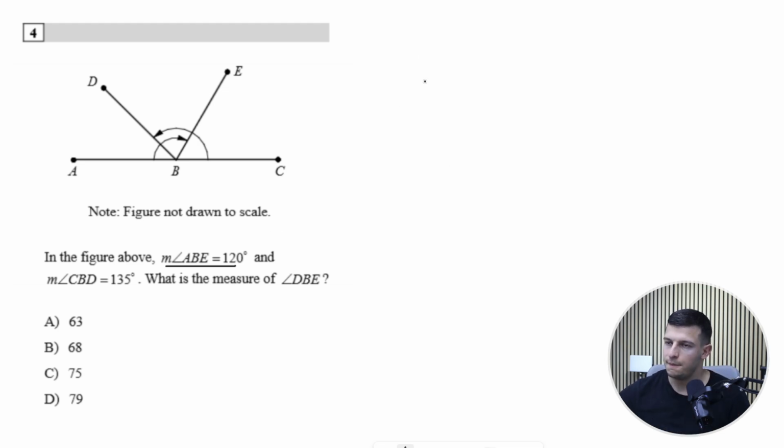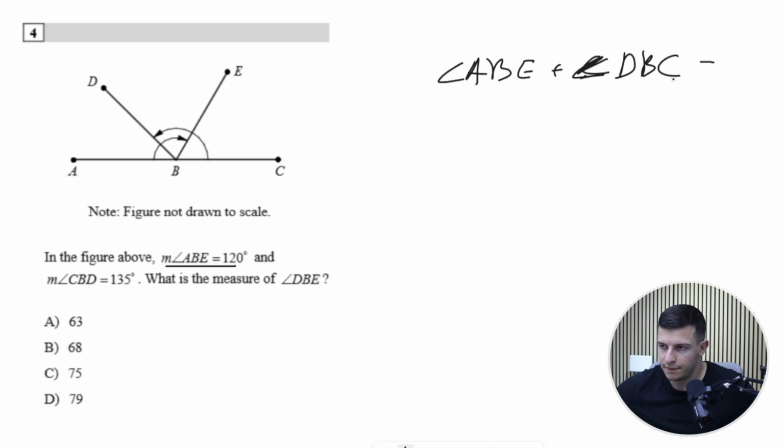Now, again, these are supplementary angle questions. So angle ABE plus angle DBC, they have an overlap, which is the DBE. So we double count it. So DBE is counted twice. So if we minus one of them, DBE.